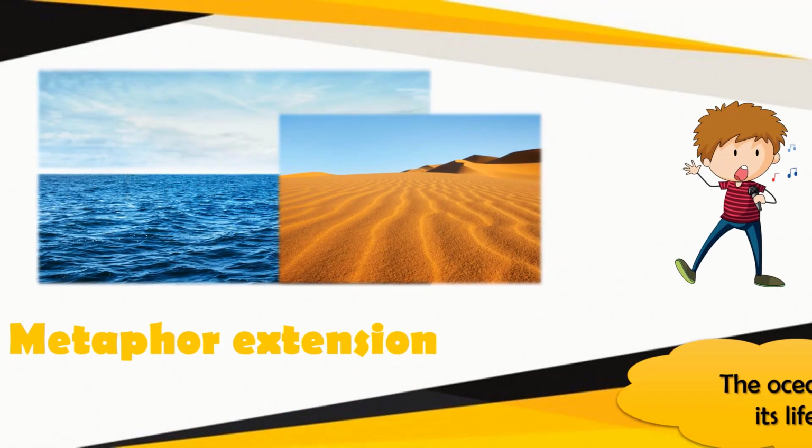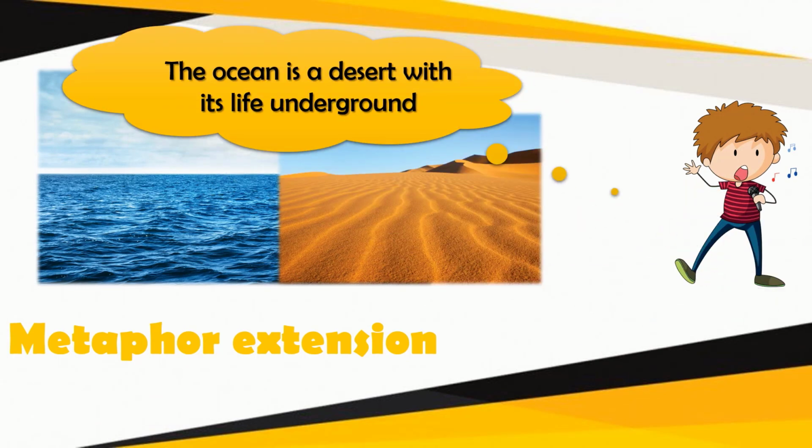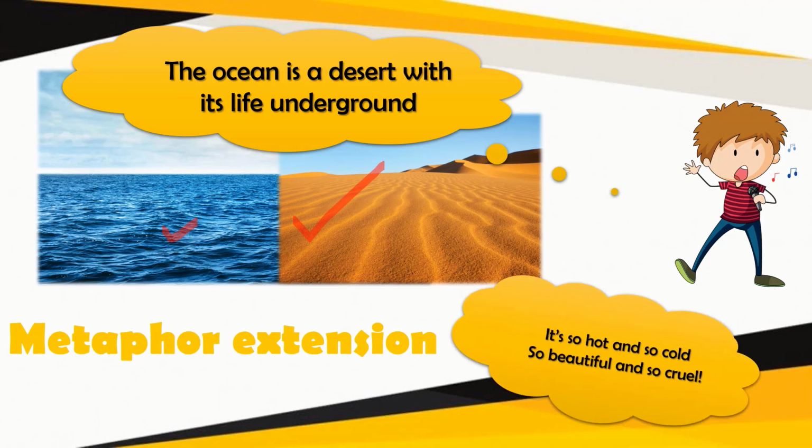Look at another beautiful extension for metaphor. The ocean is a desert with its life underground. In the desert, the life is on the ground. In the ocean, the life is under the ground. It's not hot and so cold, so beautiful and so cruel. So did you notice the beautiful use of juxtaposition, putting opposite ideas, hot and cold, beautiful and cruel?